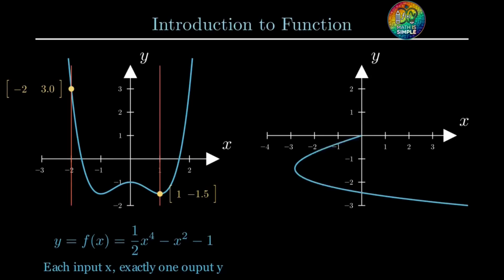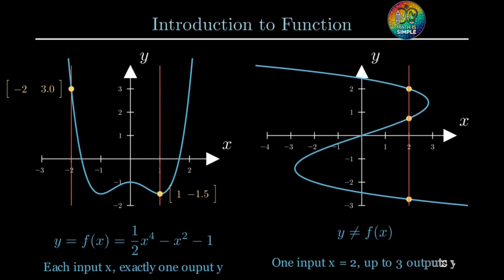Now look at the graph on the right. Here, y is not a function of x. Watch what happens when we drop a vertical line at x equals 2. It passes straight through the curve at 3 different points. Because a single input of 2 gives us up to 3 different outputs, it completely violates the rule of a function. Therefore, it fails the vertical line test.